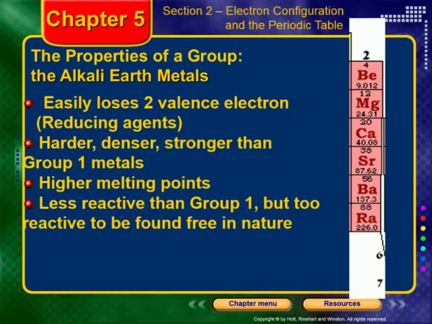Now, they're still very, very reactive, just not quite as reactive as group 1. Group 2 elements tend to be harder, denser, and stronger than the group 1 metals. And because of that, they tend to have higher melting points. Okay, it needs to be a lot hotter before they melt from a solid into a liquid. And again, they are less reactive than group 1, but they're still far too reactive to be found free in nature. You never just find a chunk of calcium or a chunk of strontium in nature. They have to be purified from other binary compounds.